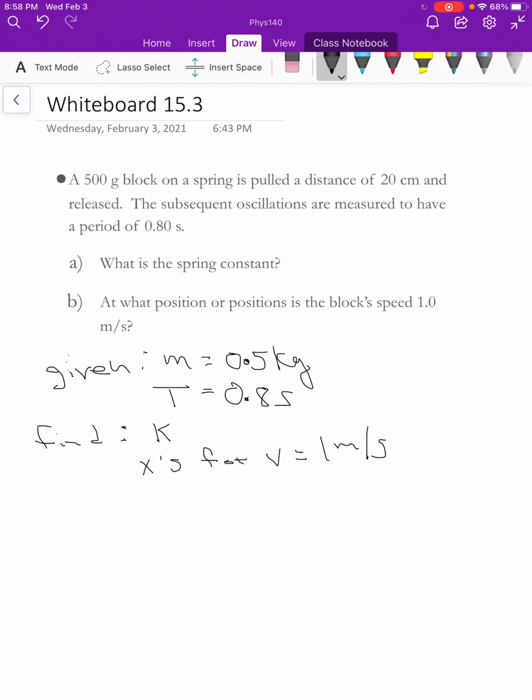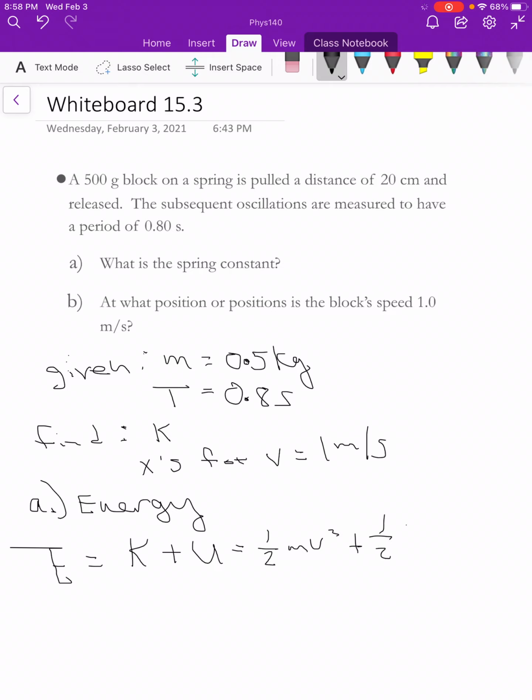Okay, so there's two ways that we can do this, right? So let's start with A if we're going to find the spring constant first. And we'll do A by way of the energy method. Okay, so if we want to do energy, we're going to use the equation E is equal to kinetic energy plus potential energy. And that's equal to kinetic is 1/2 mv squared from last semester, plus 1/2 kx squared.